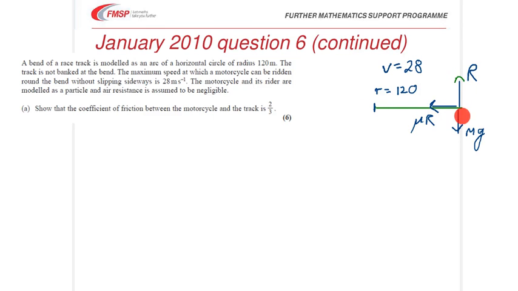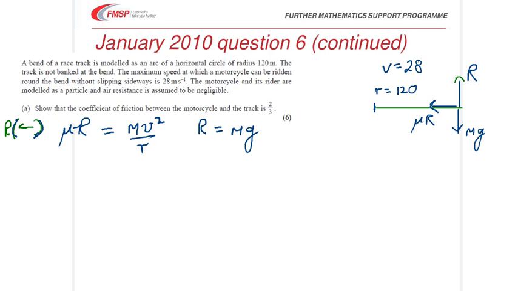Vertically, R just equals mg. But horizontally, we've got mu R towards the center. Resolve horizontally towards the center. We've got, use blue, that's better, we've got mu R, the force towards the center is mv squared over r. So, since R is equal to mg by resolving vertically, and we know v and we know r, we can just plug them in now.